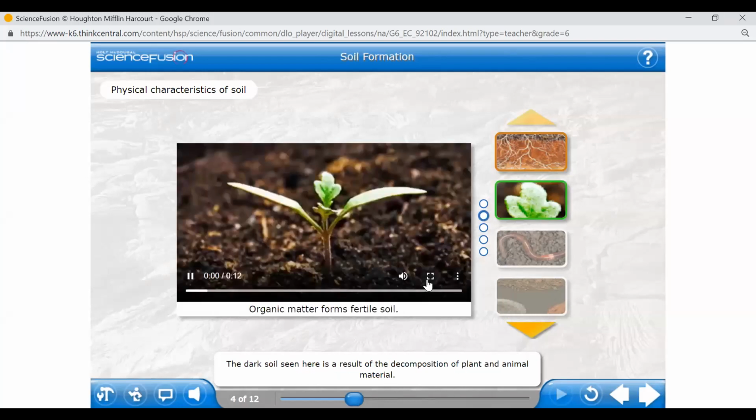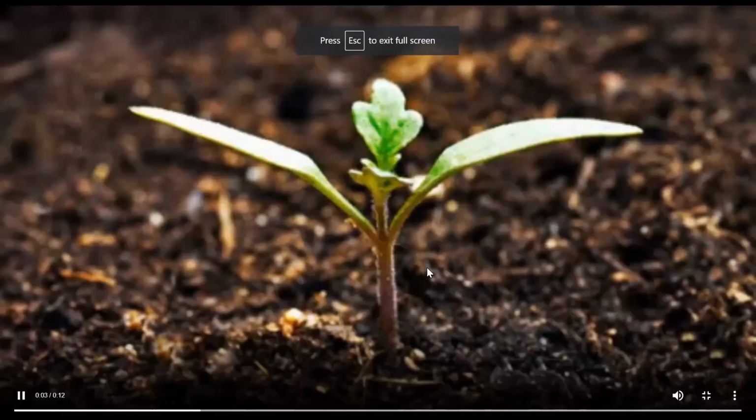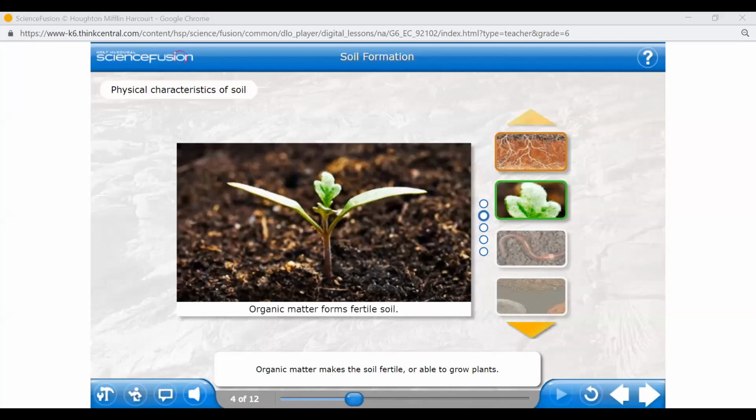The dark soil seen here is a result of the decomposition of plant and animal material. Organic matter makes the soil fertile, or able to grow plants. So girls, what makes the soil more fertile?